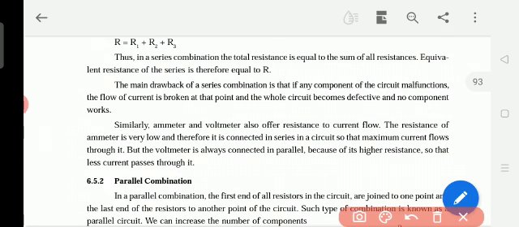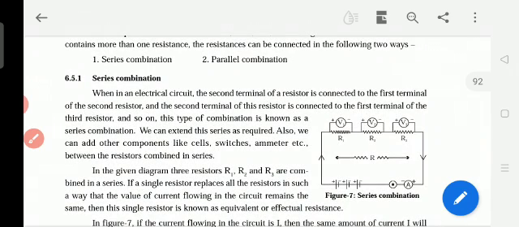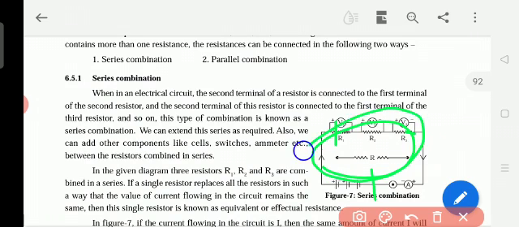Here the main drawback of a series combination is that if any component of the circuit malfunctions, the flow of current is broken at that point and the whole circuit becomes defective and no component works. So if they ask what is the drawback of the series combination: in the circuit, if one thing is broken, the flow of current will be cut off in everything.